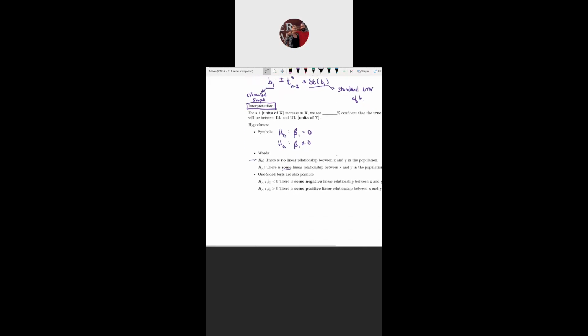All right, now, one thing I want to point out here is that we can definitely do a one-sided test for the slope coefficient. We can test to see if that relationship is negative. We can test to see if that relationship is positive, in addition to just testing to see if there is a relationship in the first place.